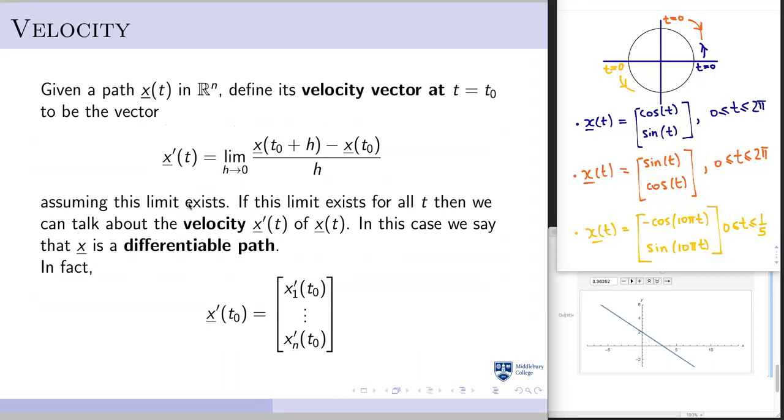So in fact, this velocity vector, whilst it looks scary because it has a limit, we can actually figure it out quite straightforwardly just by taking the derivatives of each of the component functions of our path. In fact, the velocity vector is obtained by just differentiating each of the component functions of our path.